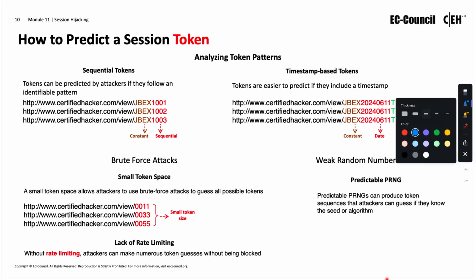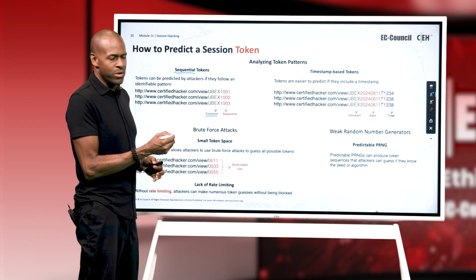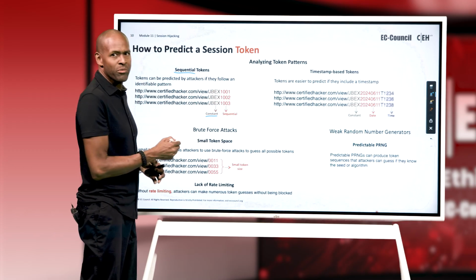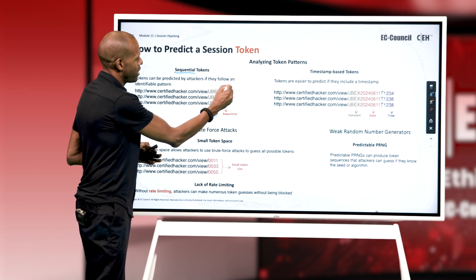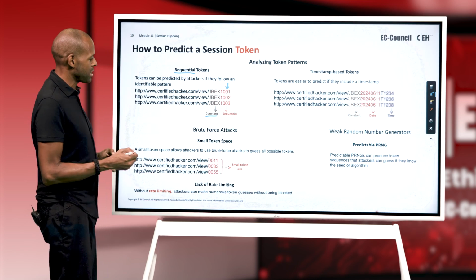We go over here and we see that we have sequential tokens. So this is a constant, so this doesn't change. But if you look at the other number associated with this token, it increments. We see that 1, 2, 3, 4 on this column. And so that's fairly easy to predict.